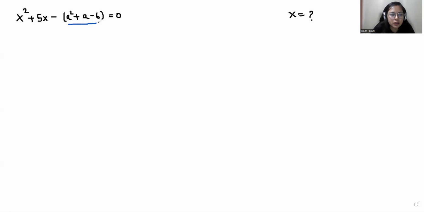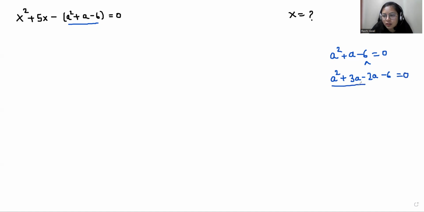So first I'm taking this a square plus a minus 6 is equals to 0. So it looks like a quadratic equation, so we can do the middle term split. So 6 we can break as 2 and 3. So a square plus 3a minus 2a minus 6 is equals to 0. So I can take a as common, so a plus 3. And from here minus 2 as common, so a plus 3 is equals to 0. So a plus 3 is common. So what is left? A minus 2.